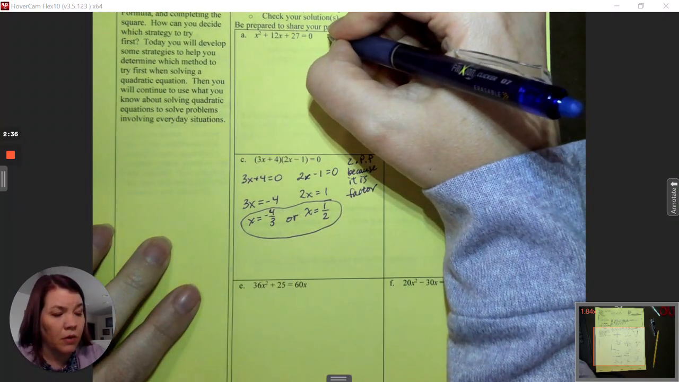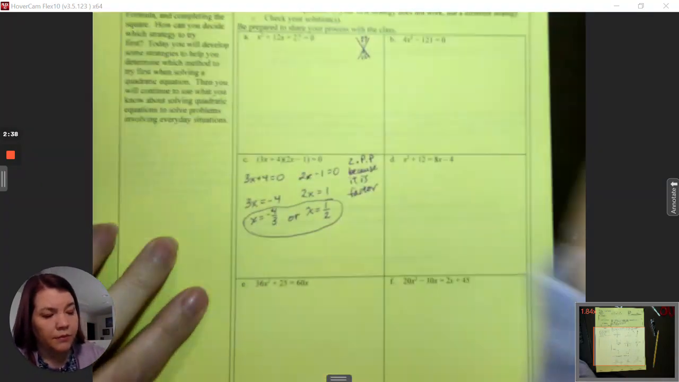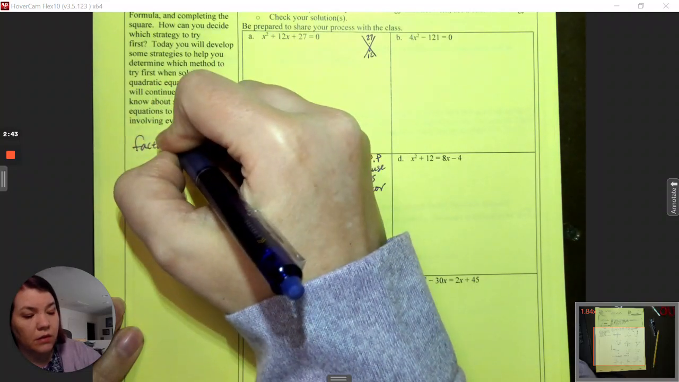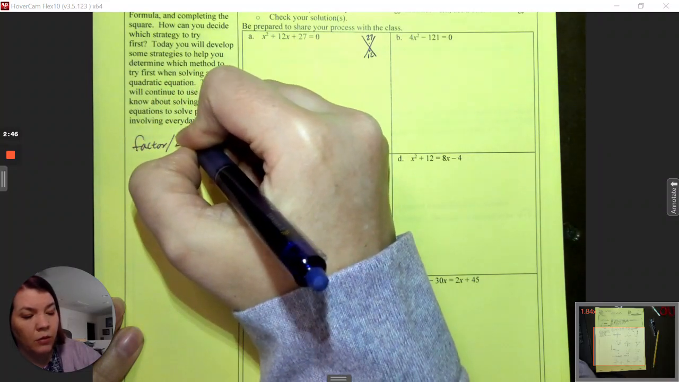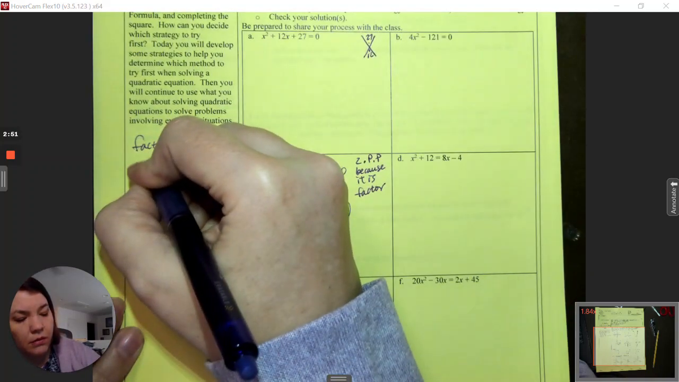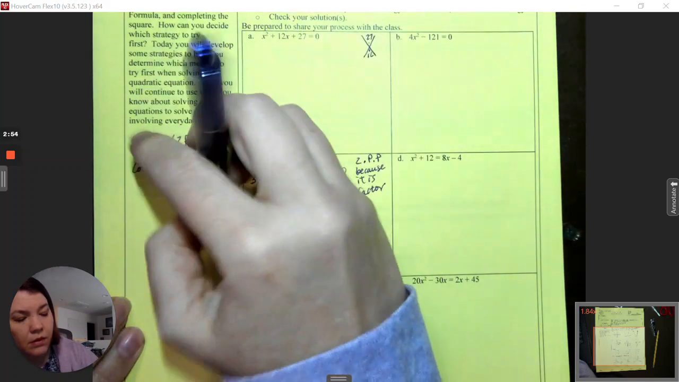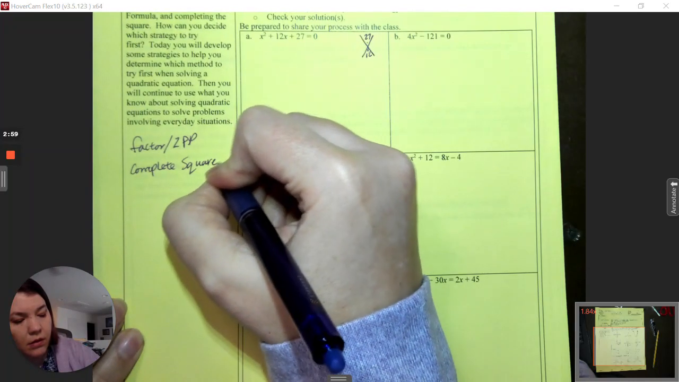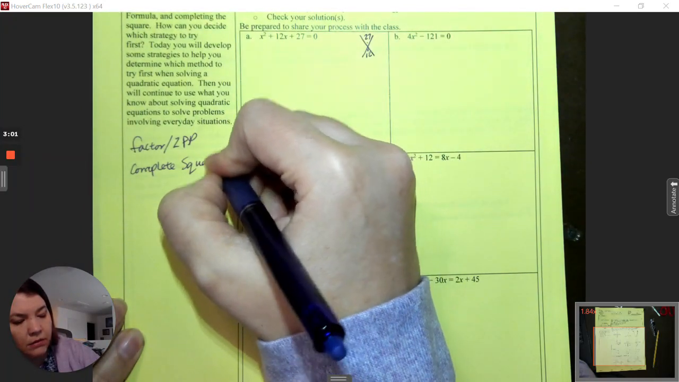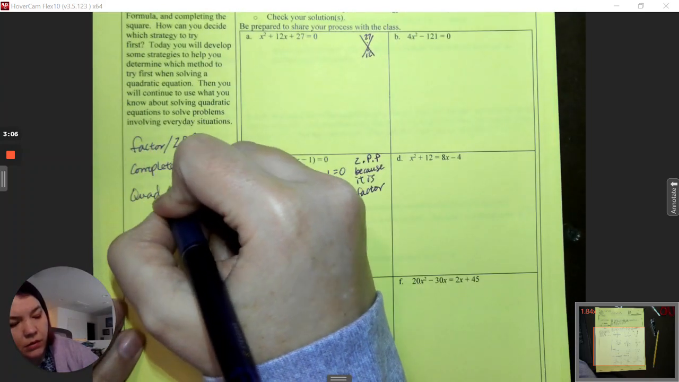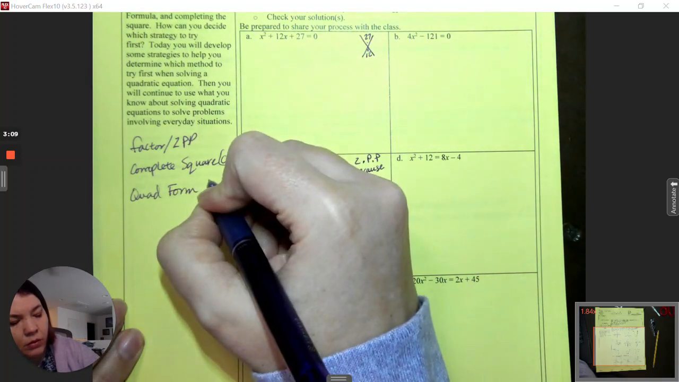So we're going to make an abbreviation key over here. If we're going to factor using the zero product property, we'll just call it ZPP. If we're going to complete the square, we'll write CS. And if we're going to use the quadratic formula, we'll just do QF. Okay, so those are our abbreviations.